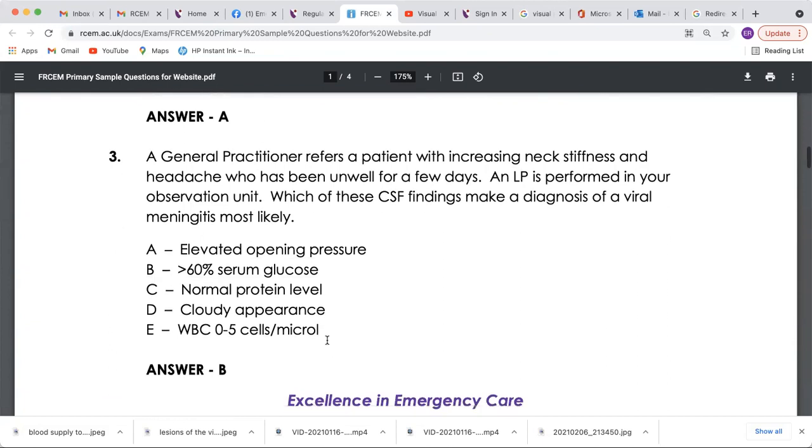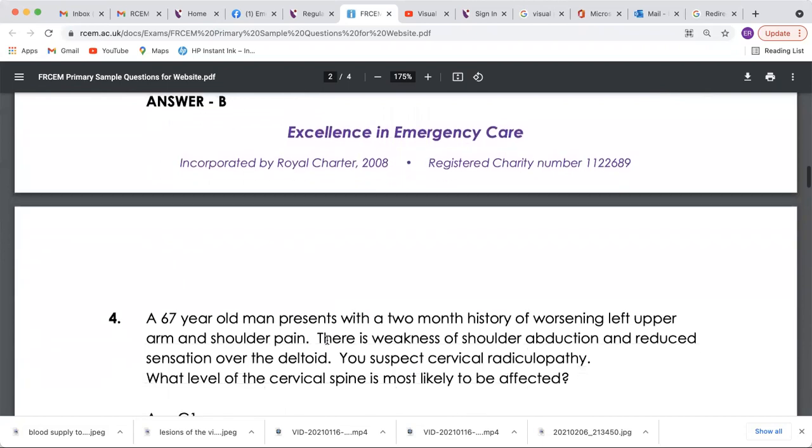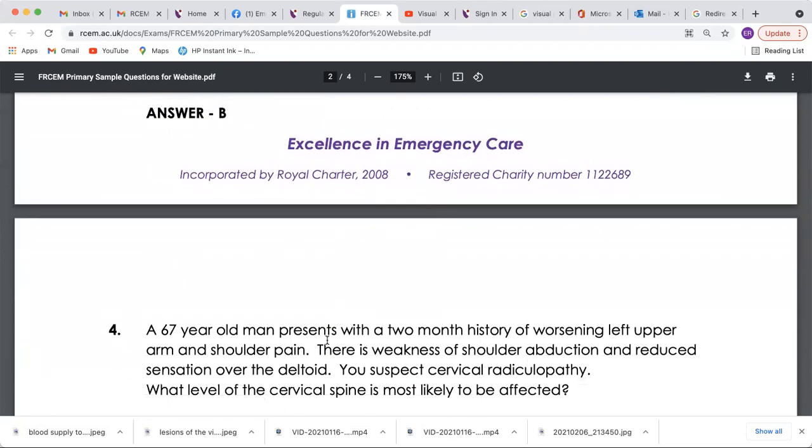All right, let's go into the next. Right. A 67-year-old man with a 2-month history of worsening left upper arm and shoulder pain. There is a weakness of shoulder abduction and reduced sensation over the deltoid. Right. You suspect cervical radiculopathy. What level of cervical spine is most likely affected?